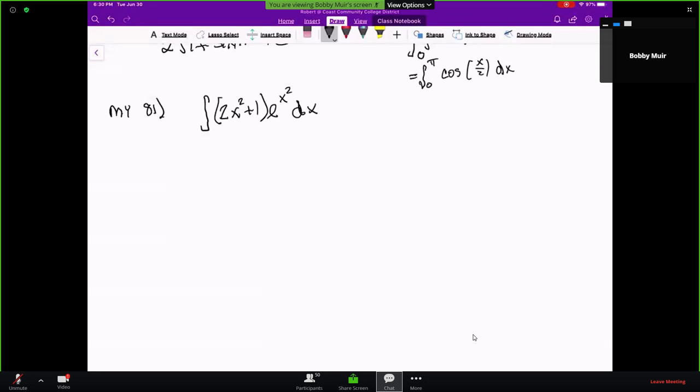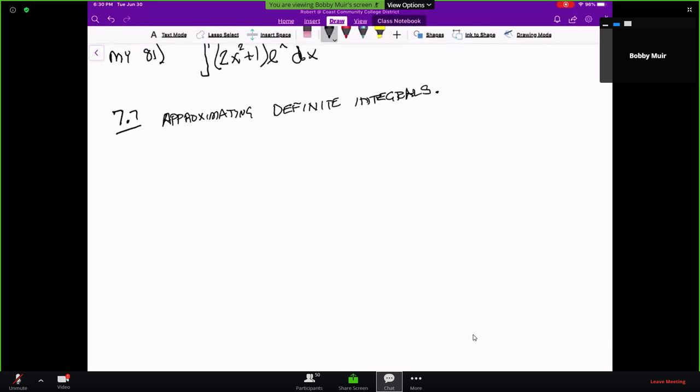All right, so let's move on to some new stuff. 7.7, and we are going to be approximating definite integrals. Okay, so a few of you have been with me for a couple semesters, and if you haven't heard me say this before, e to the negative x squared dx has no elementary antiderivative.